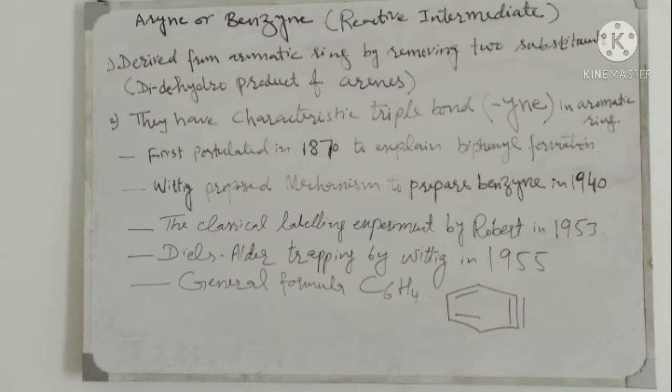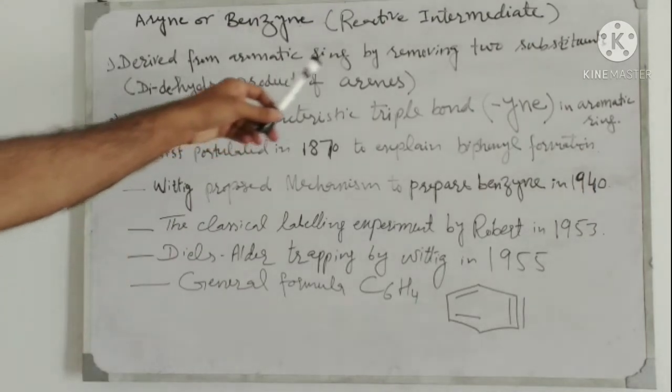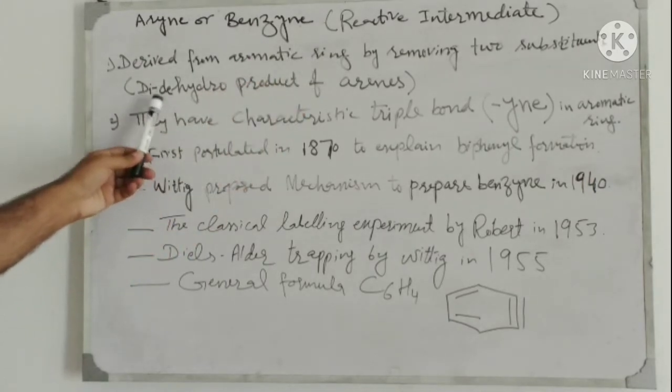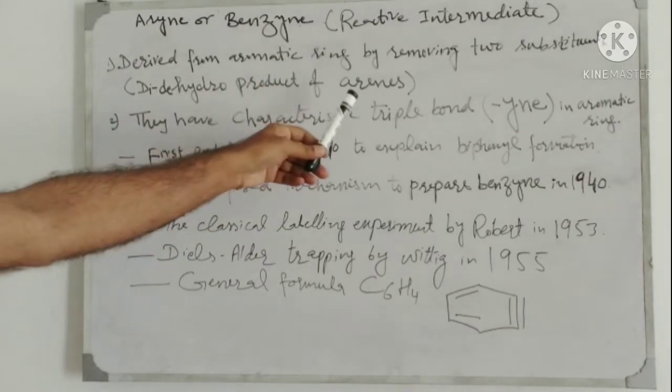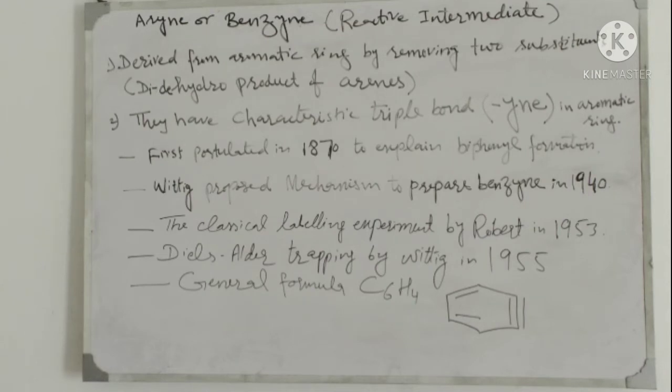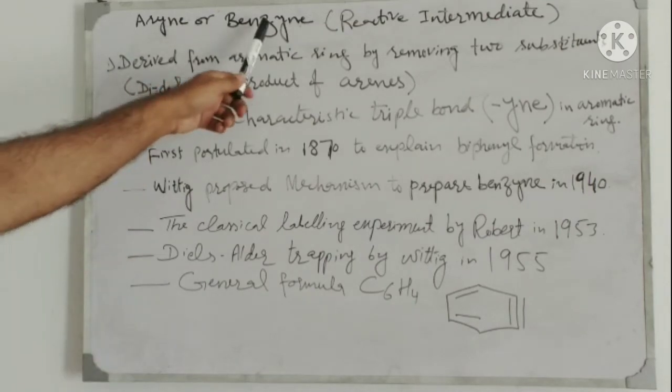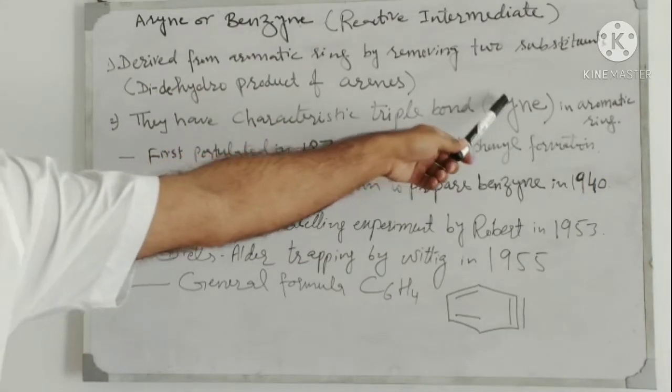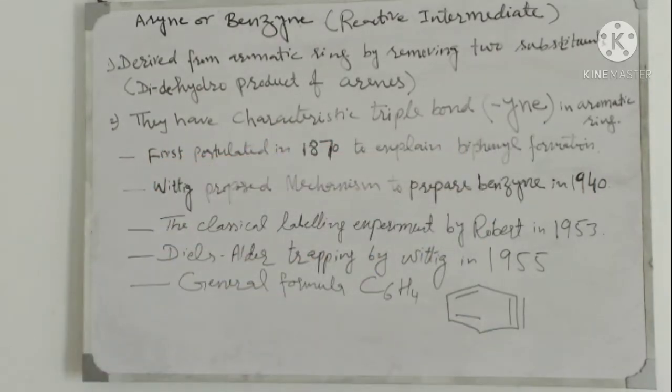In this lecture we will discuss Aryne or Benzyne. This is the introduction of Aryne or Benzyne. Aryne or Benzyne are derived from an aromatic ring by removing any two substituents. By removing these two substituents, this is also called the dihydro product of Arynes. They have a characteristic triple bond in their structure, so that is why we call it Aryne or Benzyne. So it ends with the suffix yne in an aromatic ring.